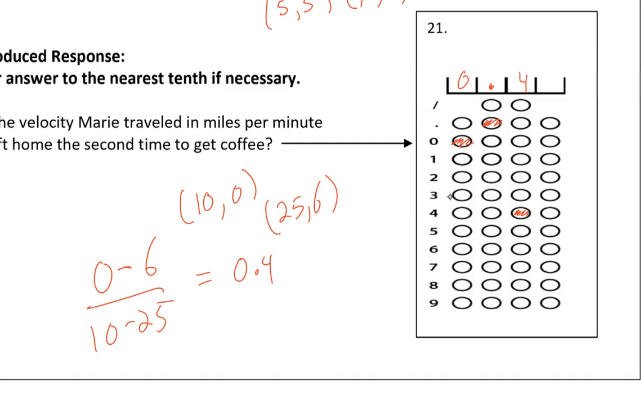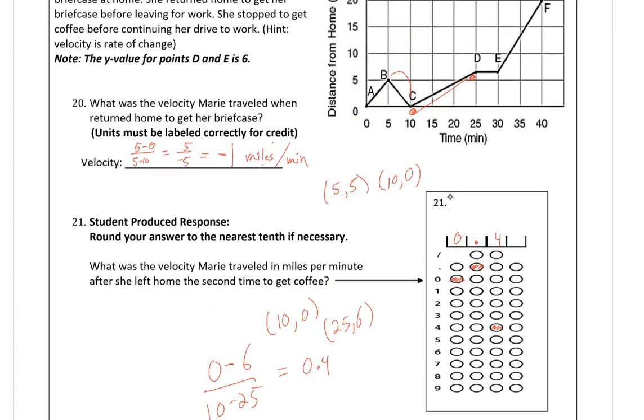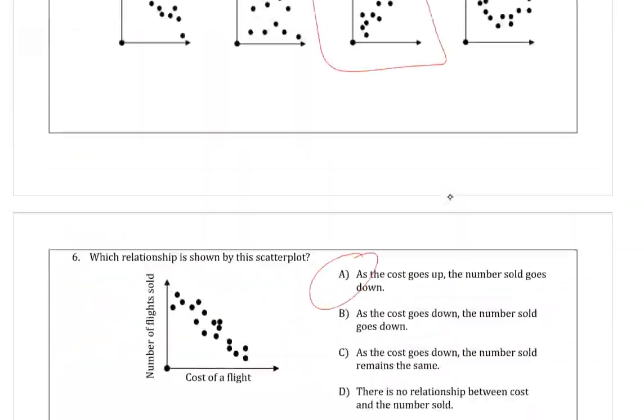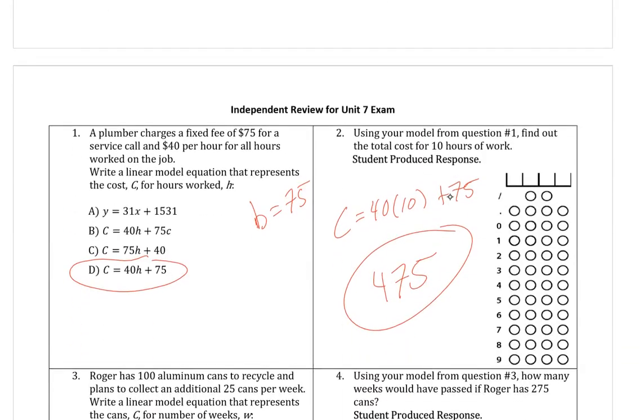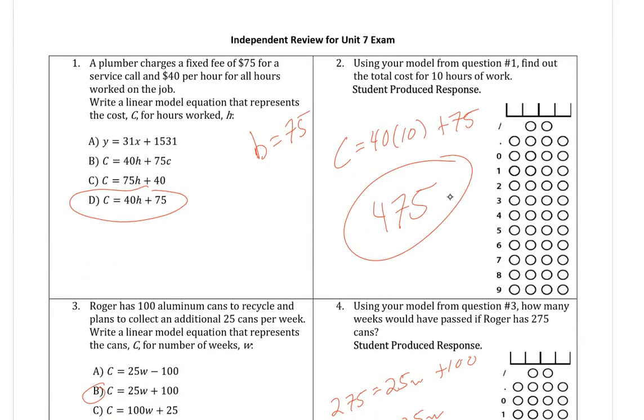And we're good to go. So that is the conclusion of your Unit 7 review. At this point, again, make sure we've asked our questions, we're ready to go, and we're ready to ace this exam.